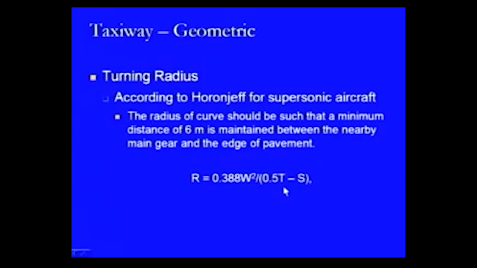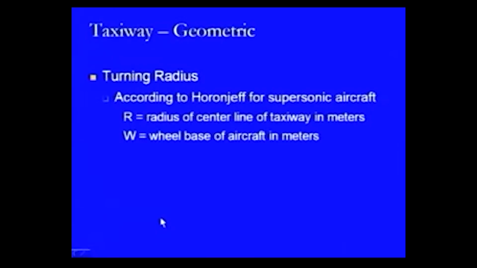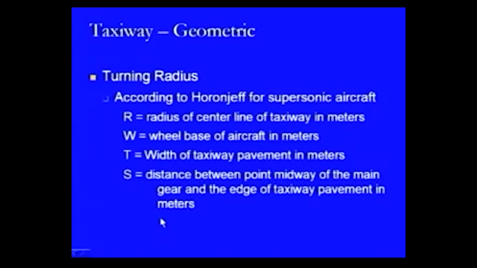the difference of 0.5 T minus S, and in this case according to Horonjeff, R is the radius of the center line of the taxiway in meters, W is the wheelbase of the aircraft in meters, T is the width of the taxiway pavement in meters, and S is the distance between the point midway of the main gear and the edge of taxiway pavement in meters.